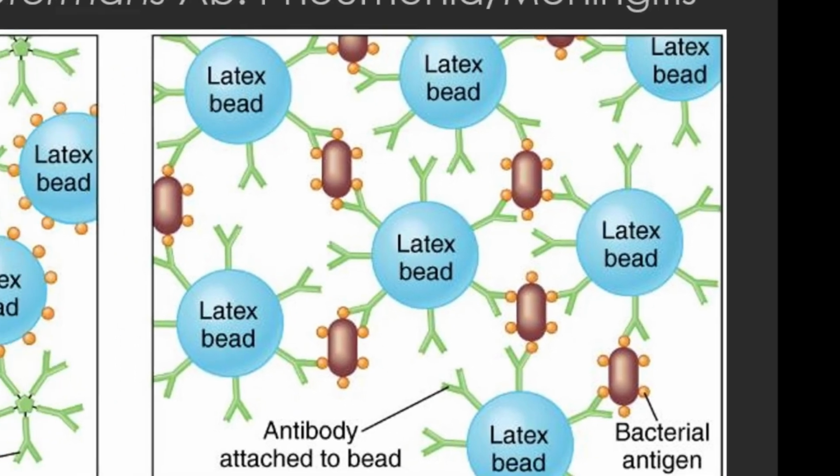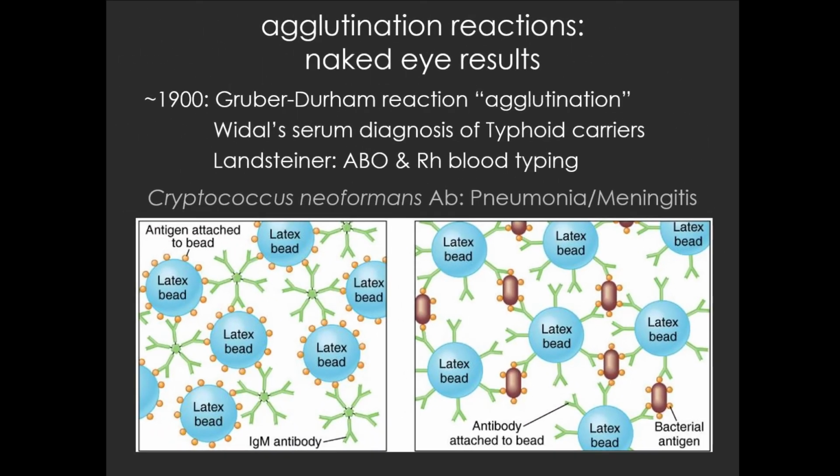right-hand side. And one common serious infection that is diagnosed using these latex agglutination assays is Cryptococcus neoformans, which is the causative agent of pneumonia and meningitis in immunocompromised individuals. Another more common test that's done in doctors' offices is the latex test for Staphylococcus aureus in different wounds.